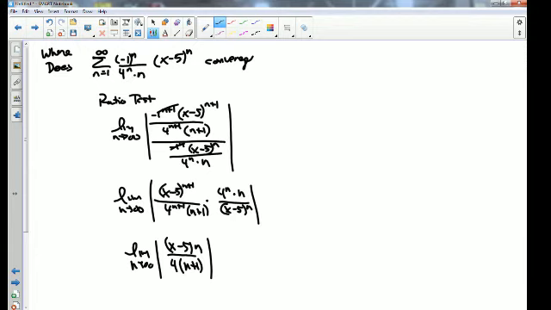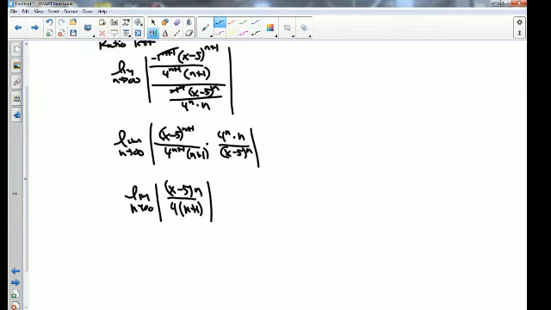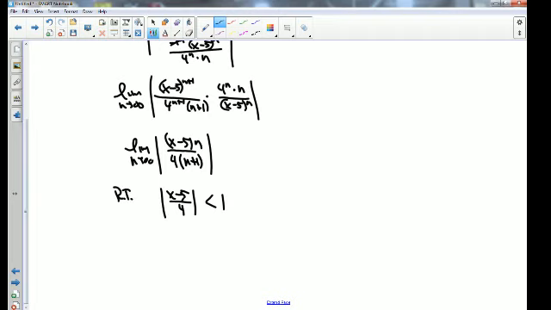Okay, what's left over? What happens to these two as n approaches infinity? 1, right? If you use the highest exponent rule, n over n is 1. So what we're left with is x minus 5 over 4, right? So it has to be less than 1. So this is where the ratio test kicks in, the results. So the absolute value of x minus 5 has to be less than 4.